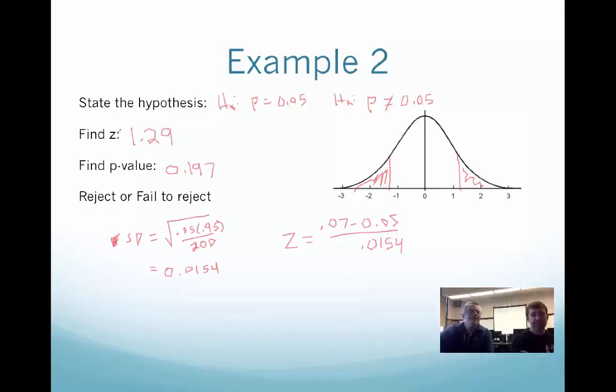Fail. That's believable. So it's believable that we could observe that. There's a 19.7% chance. That's not unlikely.